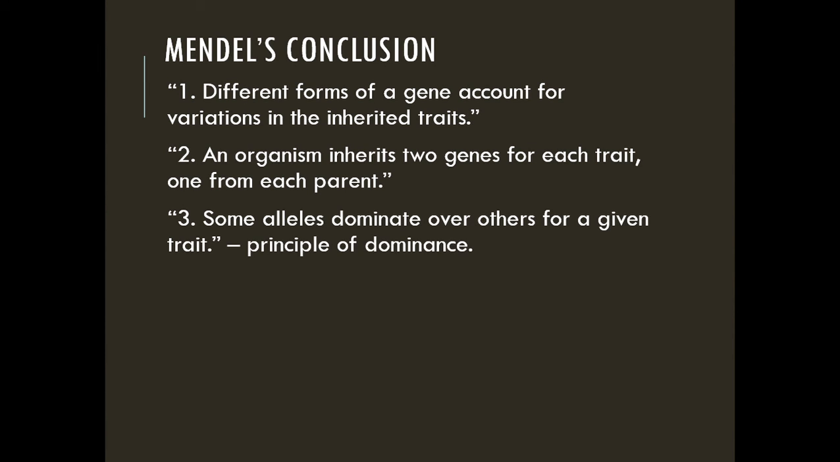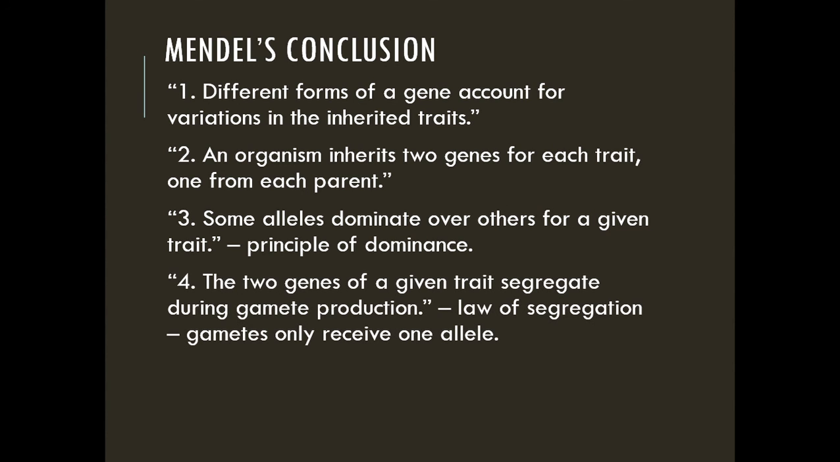characteristics. Some alleles dominate over others for a given trait. This is known as the principle of dominance. So once you put a dominant gene and a recessive gene, the dominant gene is always going to dominate over the recessive gene. The two genes of a given trait segregate during gamete production. That is known as the law of segregation, and gametes only receive one allele. Remember that gametes are sperm and ova, both in male and female, of course.